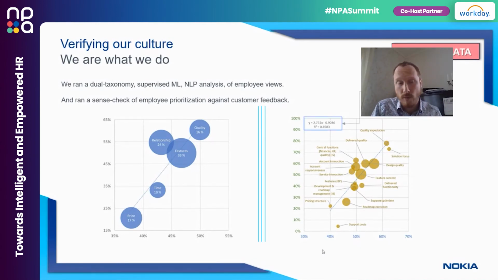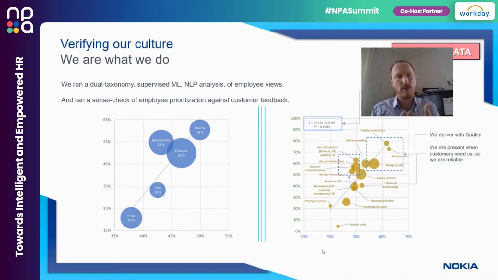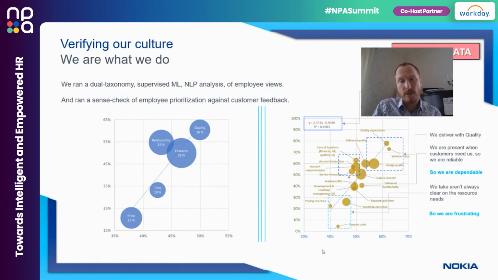Now, the good news is when we ran our assessments and our tests, we found that the correlation between the comments and the stratification was very consistent. So we had an R-squared of 0.69 that told us that basically we were talking about the same thing through our dual-lexicon approach. What we then found out is that as a company, we tend to deliver with quality. We're present when customers need us to be, and we are reliable. So people can depend on us. But we aren't always clear on the resource needs and what's about to happen next. So sometimes we have the capacity to frustrate our employees. So at a high level, this was our initial readout.